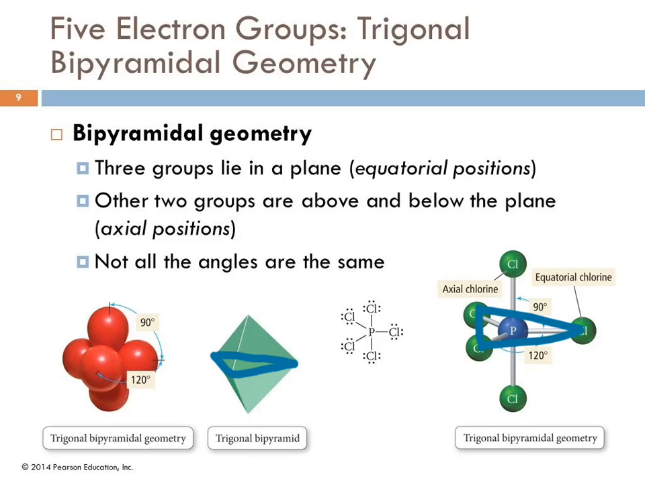Not all the angles are the same, ever, because they just can't be. So that's a kind of a weird one. We only see this one when we have expanded octets that violate the octet rule, because otherwise you can't have 5 groups around the central atom.